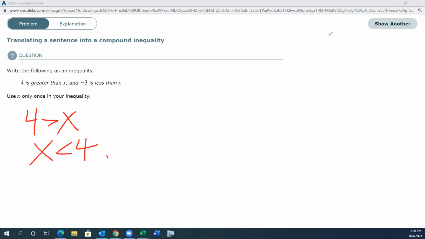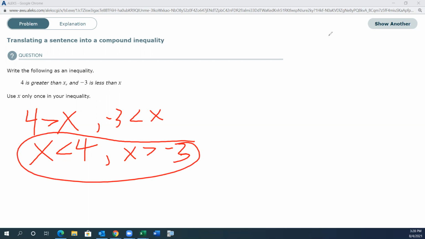Let's see, and we are looking for also this part here. It says -3 is less than x. So -3 is less than x. And if we flip it around, so it's a little more traditional looking, it looks like that. And then that would be what you plug in.